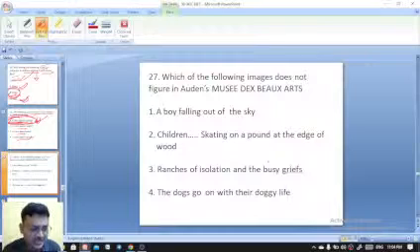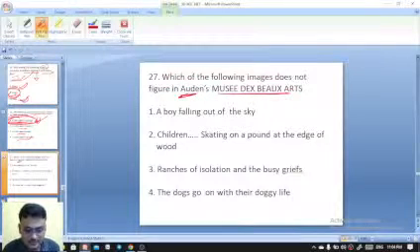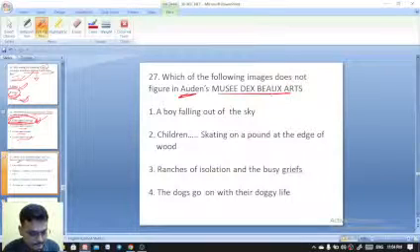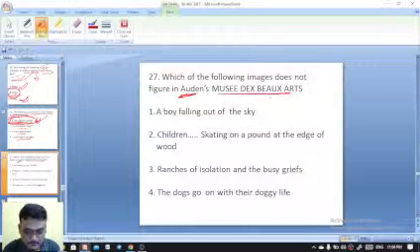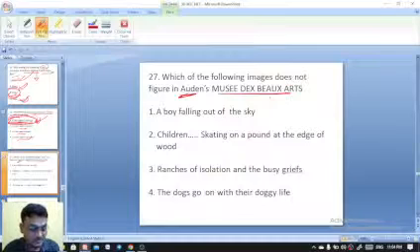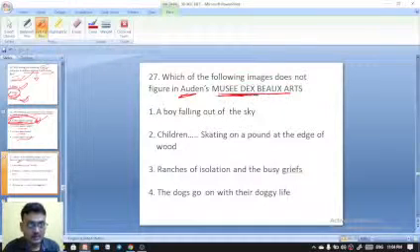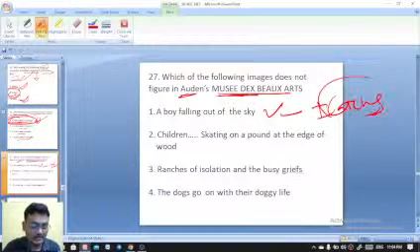It's a famous poem. You should read this poem. This is a famous poem. You should read this poem. Okay. A boy is falling out of the sky. This is the story of Icarus.